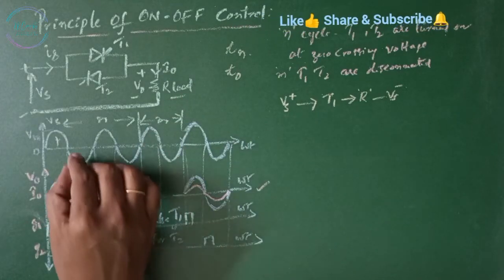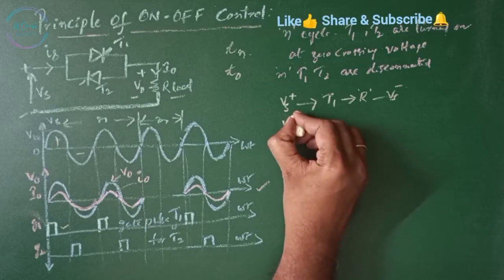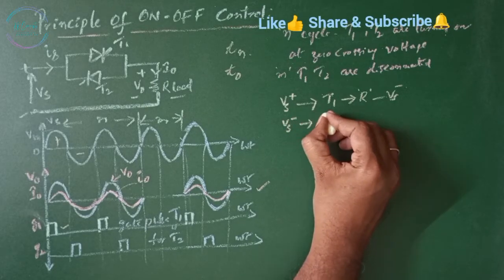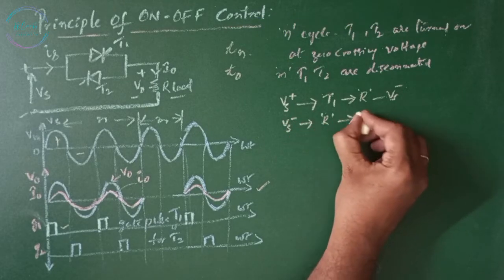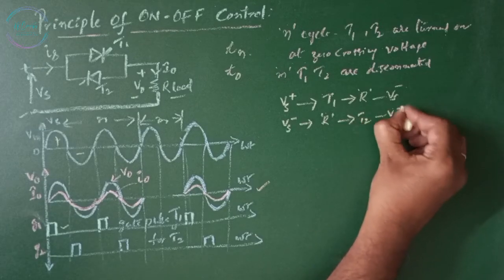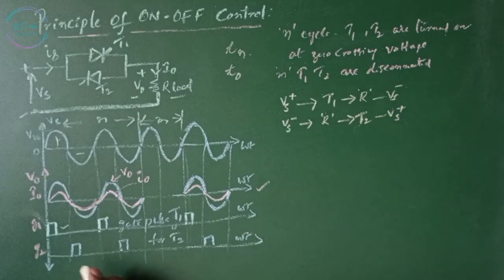Now in the negative half cycle, the supply goes from Vs minus through the load R and T2 to Vs plus. Here the thyristor T2 is turned on at the zero crossing of the negative voltage by giving a gate pulse. This is the T2 gate pulse. Then the entire voltage is available at the load.